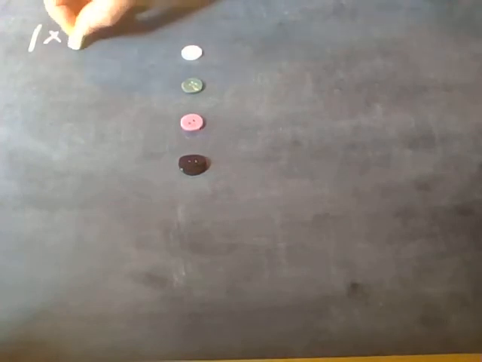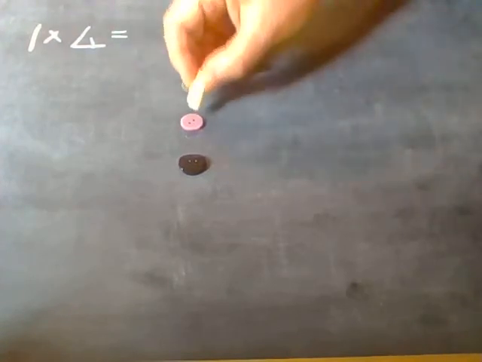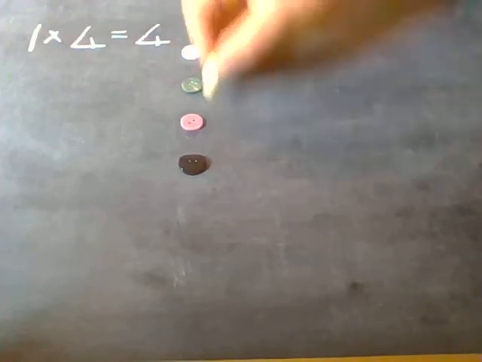So I can say I have got 1 times 4. And how many buttons do I have altogether? Well, 1 times 4 is 1, 2, 3, 4. 4 buttons. So with one column of 4 buttons, I have 4 altogether.